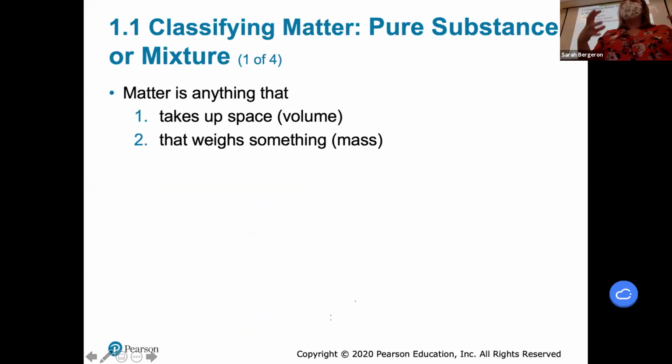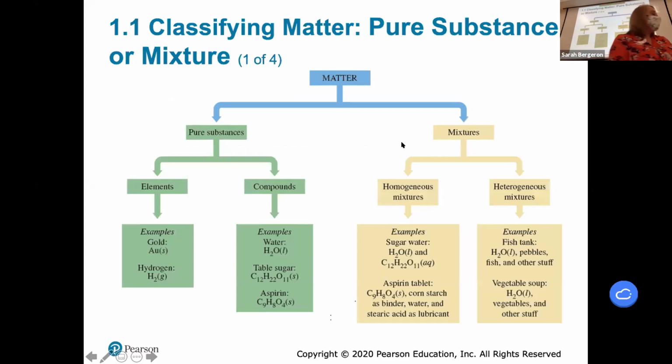When we talk about matter, matter is anything that takes up space and weighs something. So guess what? You matter, right? Do you take up space? Yes. Do you weigh something? Yes. In the scientific community, we don't say that something takes up space, we say it has volume. We don't say that it weighs something, we say it has mass. All right? Okay, so here's our diagram for matter. We have 2 major divisions. The green division is pure substances, the yellow are mixtures.